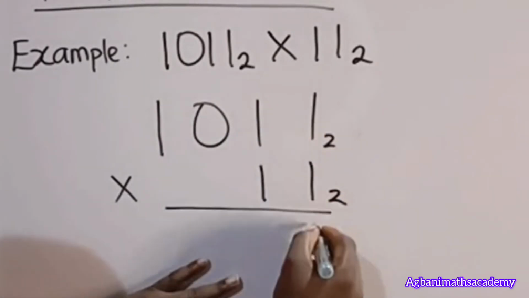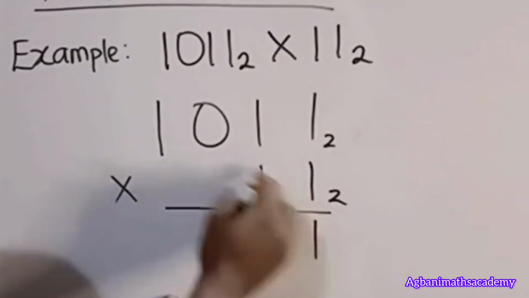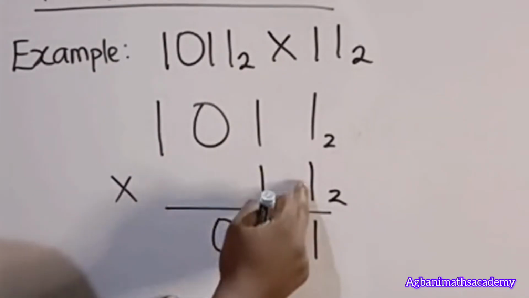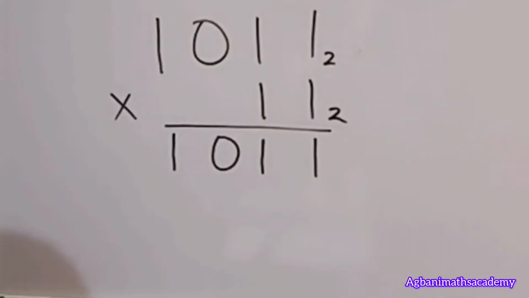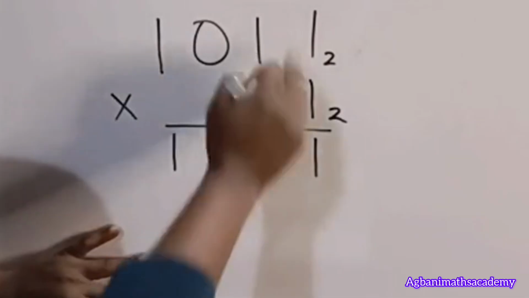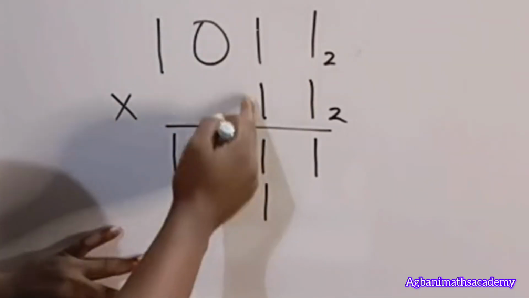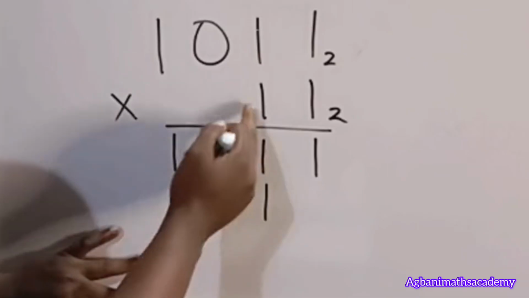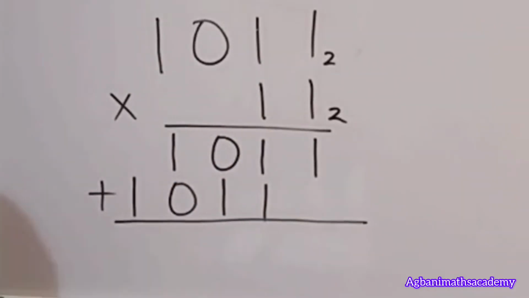One multiplied by 1 gives us 1. 1 multiplied by 1 gives us 1. 1 multiplied by 0 gives us 0. 1 multiplied by 1 gives us 1. Okay, so we'll do this again. 1 multiplied by 1 gives us 1. Multiplied by 1 gives us 1. 1 multiplied by 0 is 0. 1 multiplied by 1 is 1. So now we add them together.